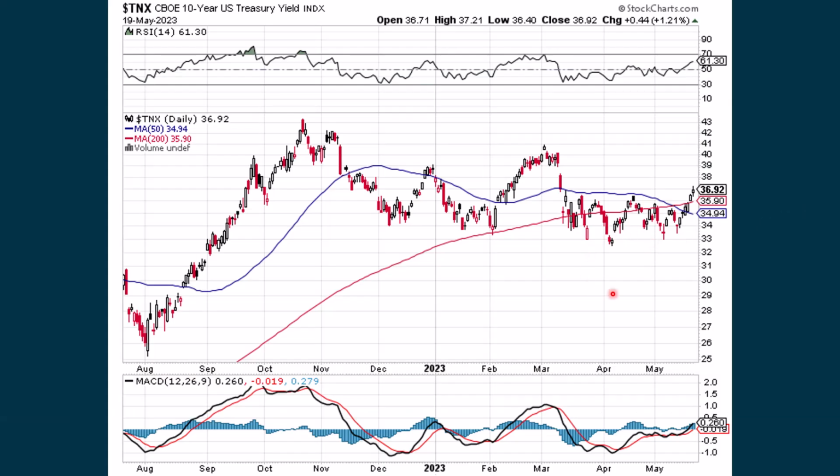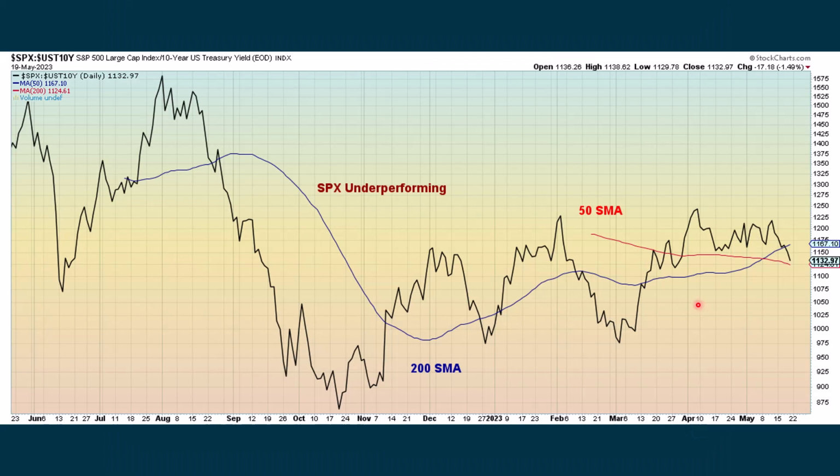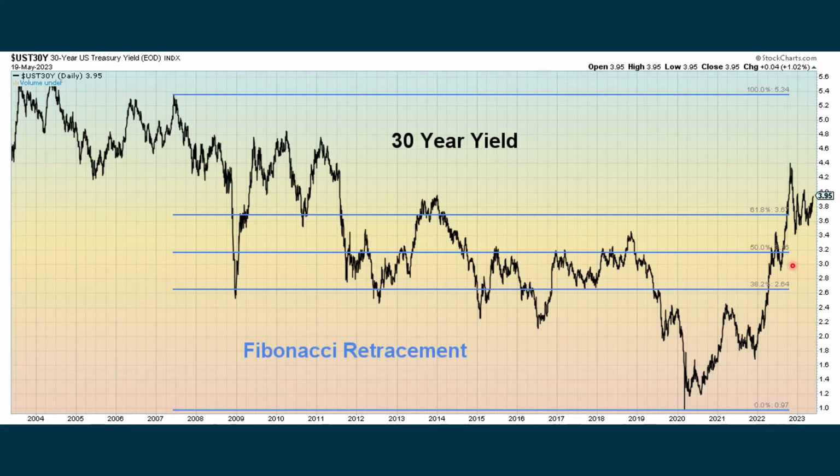We also look at the 10-year yield on this chart, showing we're above the RSI, so the rate is starting to go back up overall, and the MACD is also positive and above zero. The S&P was underperforming the rise in interest rates, but then we saw a recent golden cross here, but now this relationship has been weakening lately. The 30-year yield is also starting to go back up.